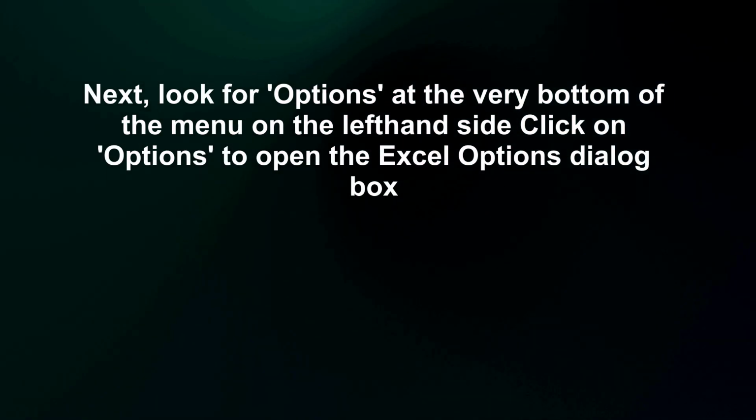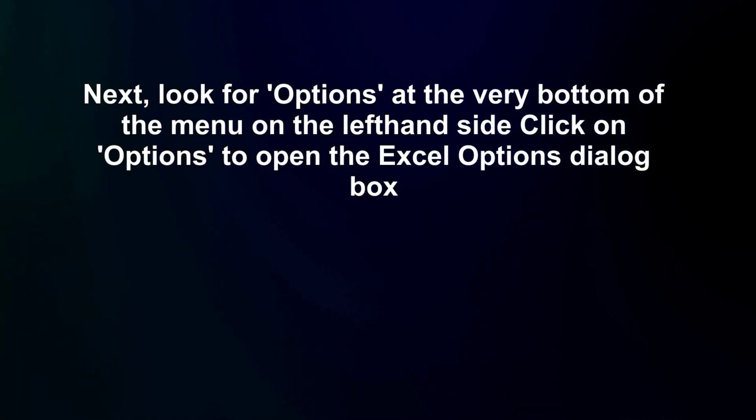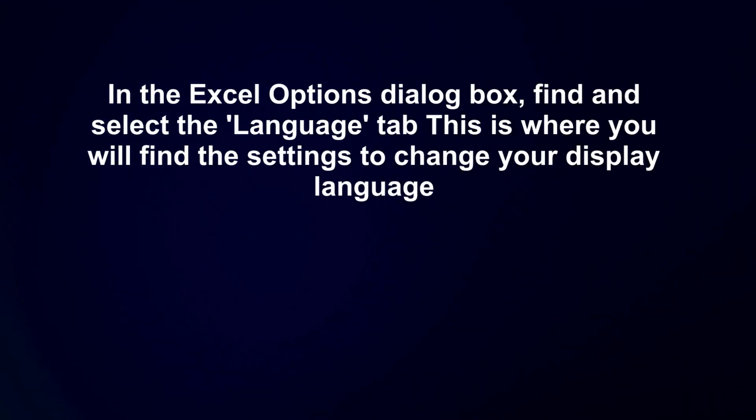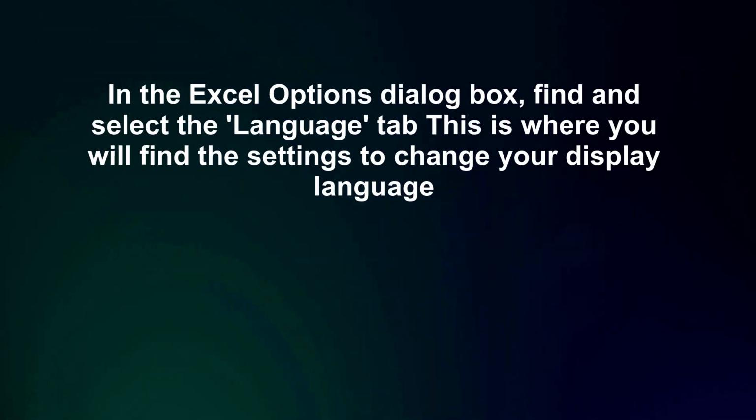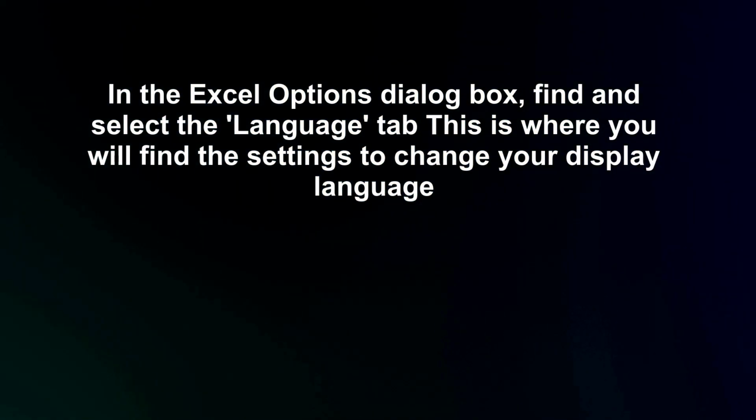Next, look for Options at the very bottom of the menu on the left-hand side. Click on Options to open the Excel Options dialog box. In the Excel Options dialog box, find and select the Language tab. This is where you will find the settings to change your display language.